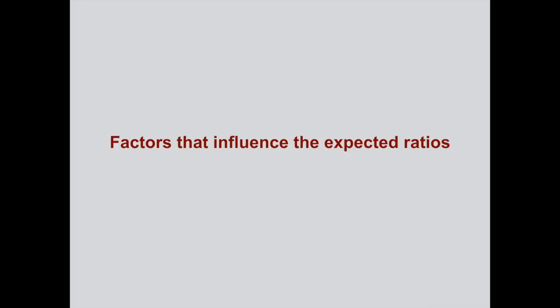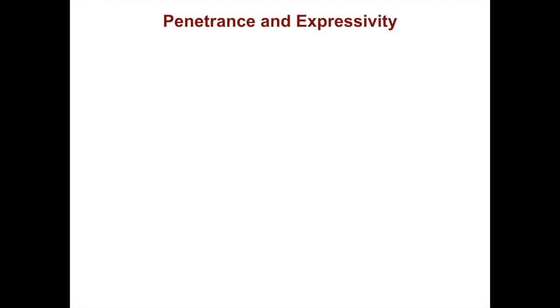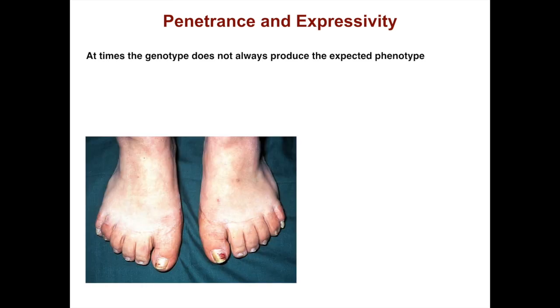So what are the factors that influence the expected ratios? Penetrance and expressivity are important concepts in genetics. At times, the genotype does not always produce the expected phenotype. Here I'm showing polydactyly. So these are polydactyl feet, and this also happens with hands. And you have extra fingers or toes. Normally we have 5, here we have 6.